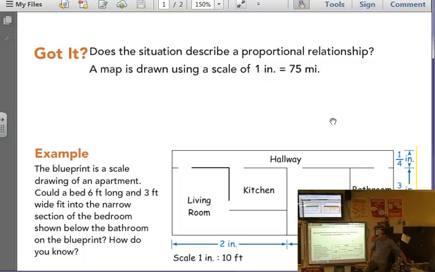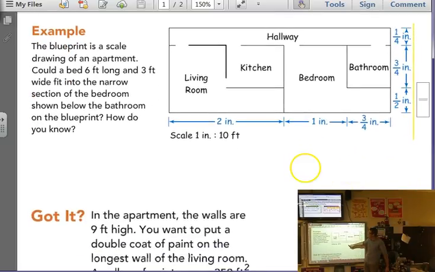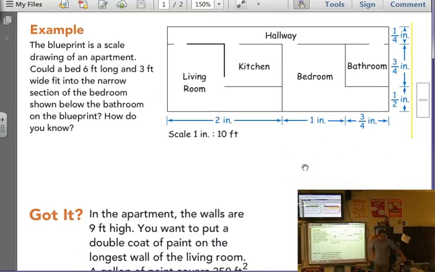So if a map uses a scale of 1 inch to 75 feet, is that proportional? It says yes. Or 75 miles? Yeah, of course, because this would be our scale factor. If it was 0 inches, it'd be 0 miles. You can write there whatever you want to remember that for yourself.